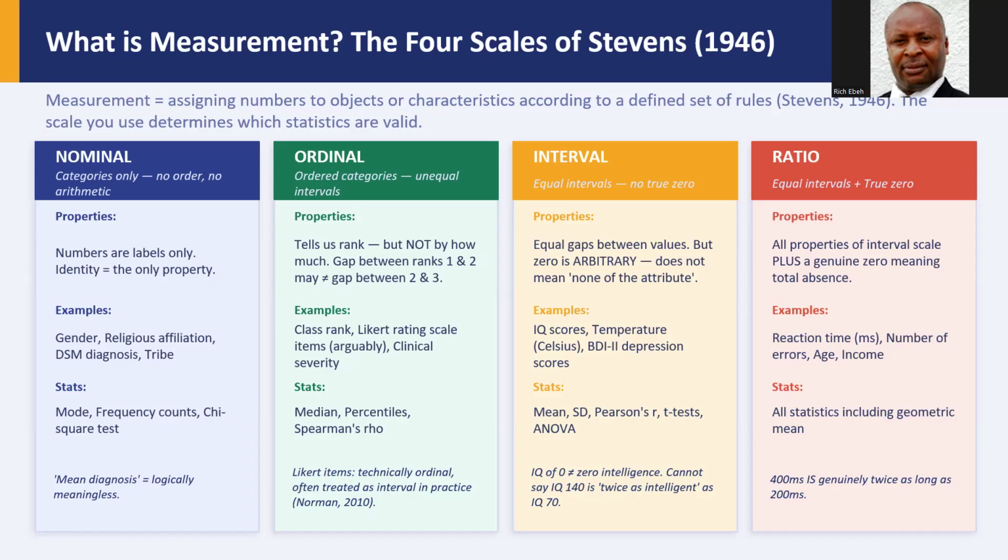You can count how many people fall into each category, but you cannot say one category is more than another. This is very important about nominal variables or nominal scales of measurement. No category is higher than the other.